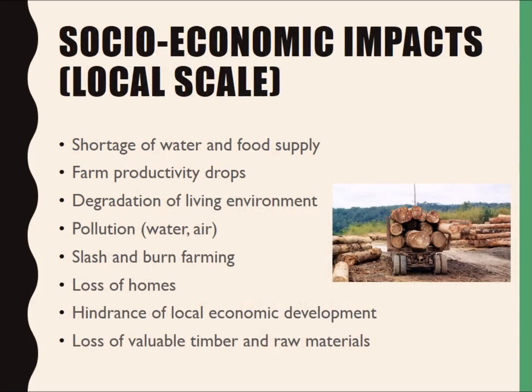For the socio-economic impacts, there is shortage of water and food supply. Deforestation leads to more frequent droughts and a shortage of water supplies to local people. The soil also becomes infertile and farm productivity drops after deforestation. Farmers and fishermen in particular can barely make a living. There is not enough land available for indigenous people to practice shifting cultivation. They have to shorten the fallow period, or they cannot grow enough food for their families.